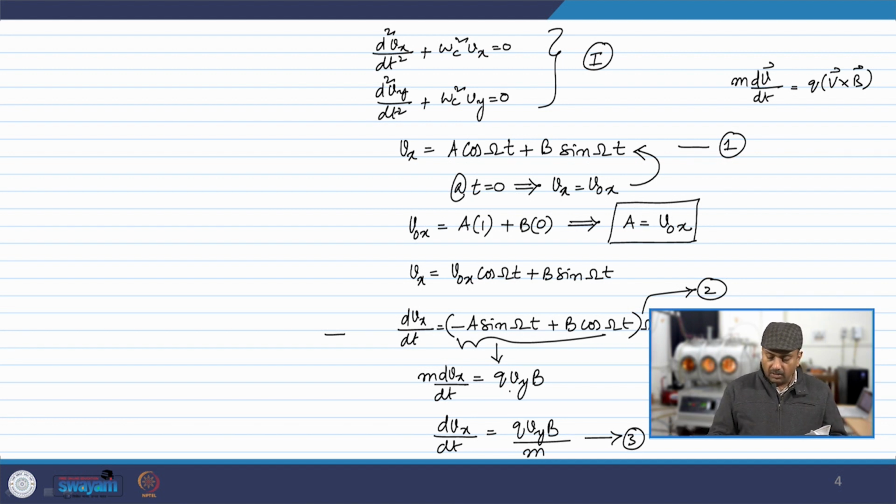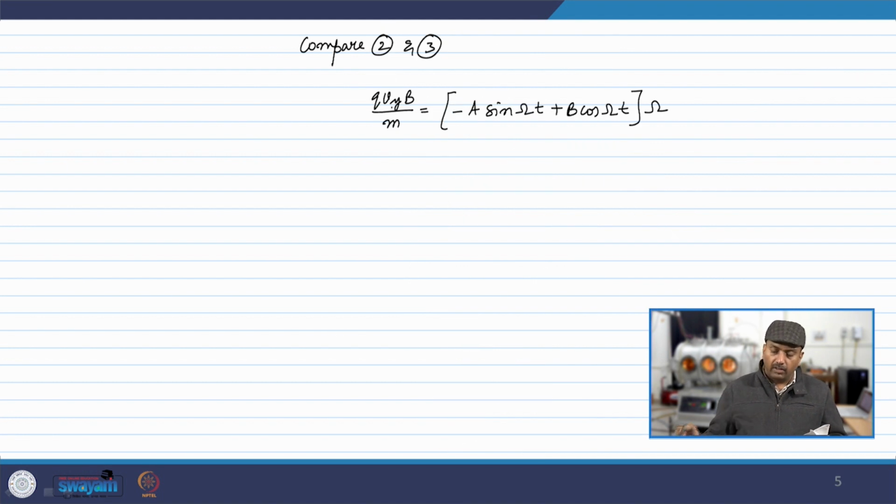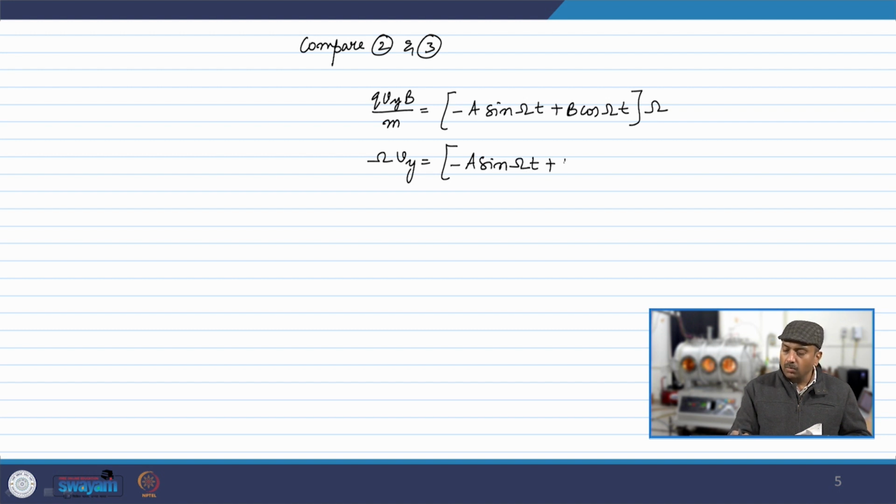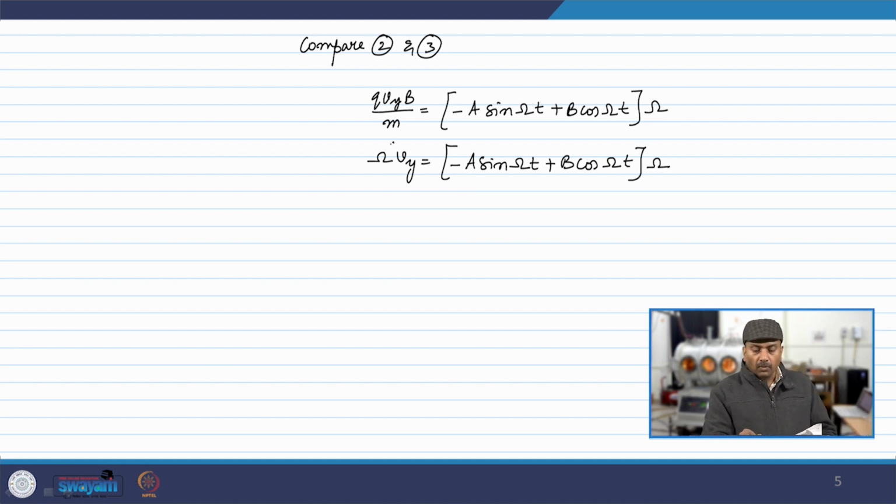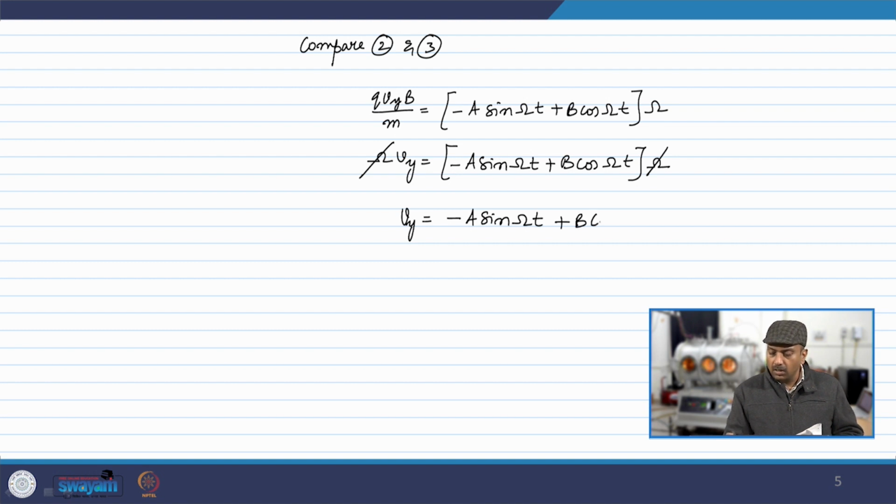So, dVx by dt is q Vy b by m. That is what I have written here, right. Now, qb by m, as we know, is equal to omega. Omega Vy is minus a sin omega t plus b cos omega t times omega. So, omega gets cancelled and we write Vy as minus a sin omega t plus b cos omega t.